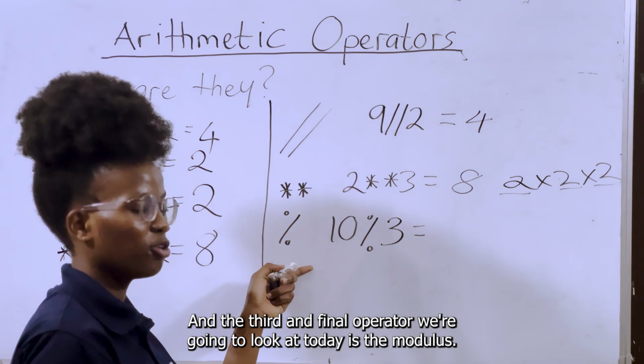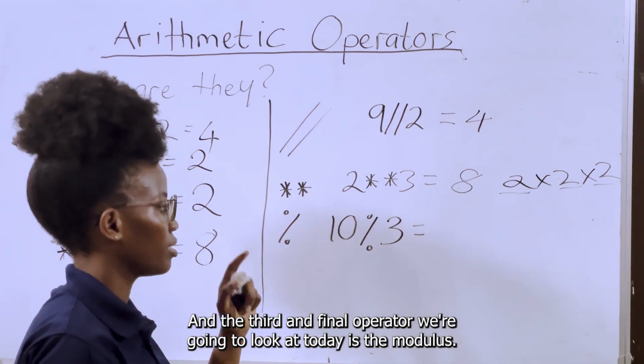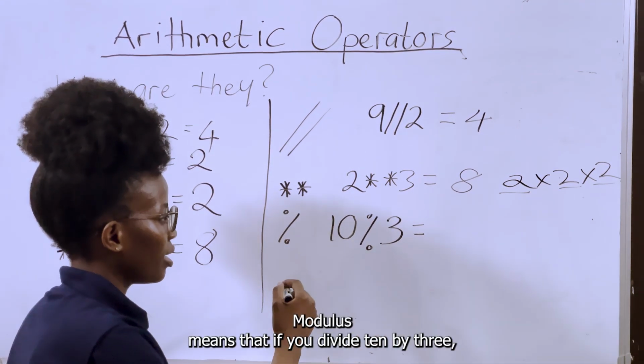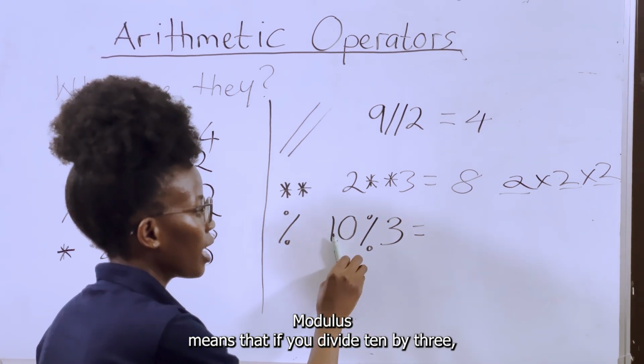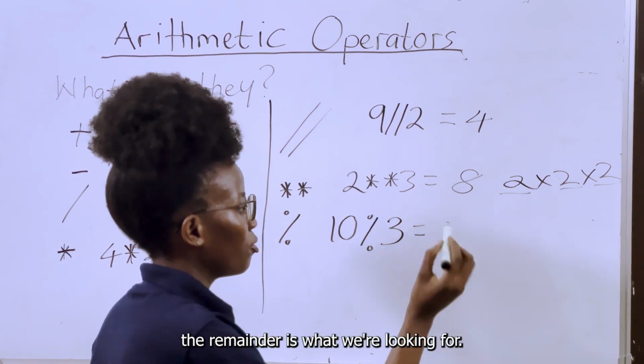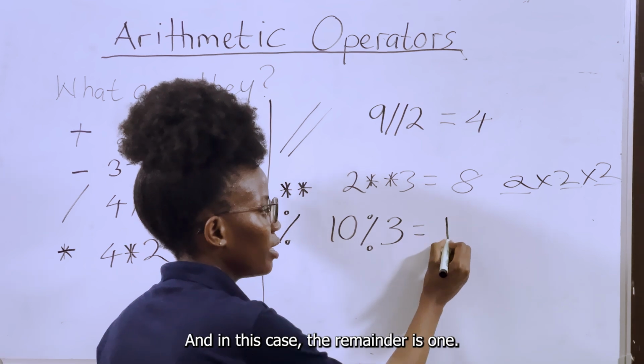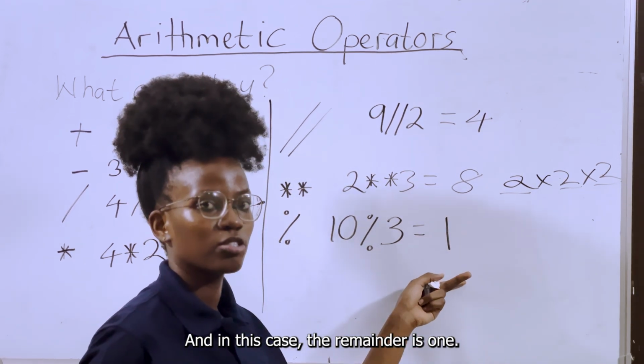And the third and final operator we're going to look at today is the modulus. Modulus means that if you divide 10 by 3, the remainder is what we're looking for, and in this case, the remainder is 1.